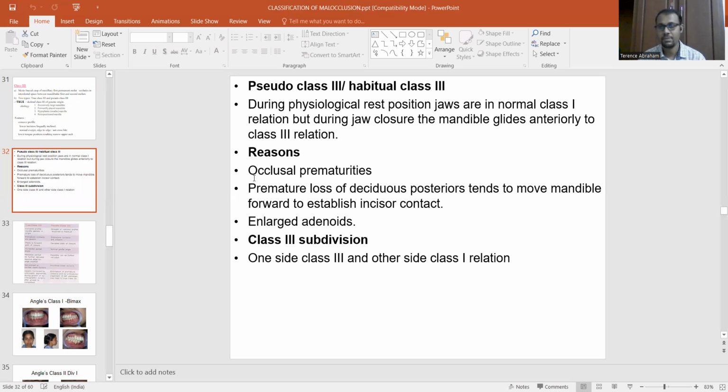What is class 3 subdivision? Class 3 subdivision means there will be a class 3 molar relation on one side and a class 1 molar relation on the other side.